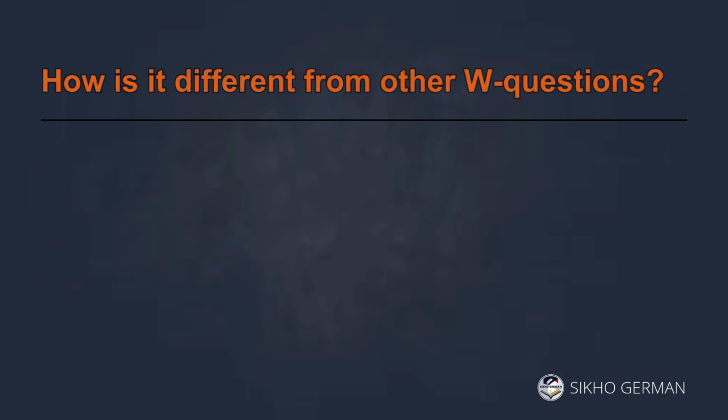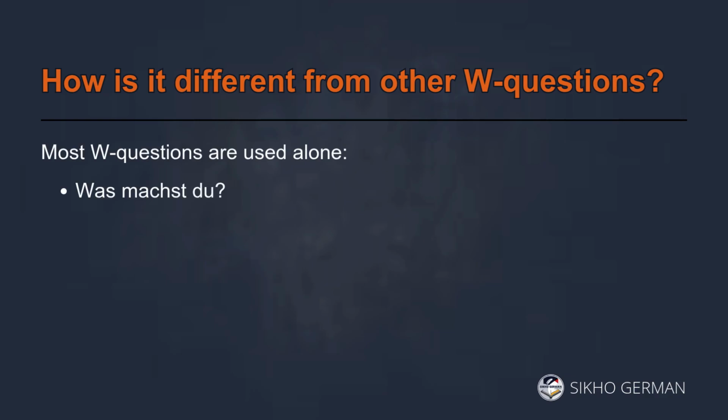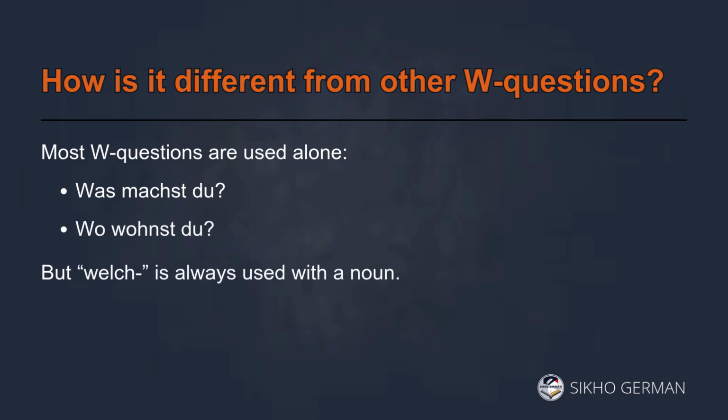Here is what makes Welch different from other W questions. Most W questions stand alone, like Was machst du? Or Wo wohnst du? But Welch is an interrogative pronoun, which means it always attaches to a noun. You cannot just say Welch, you must say Welches Buch liest du?